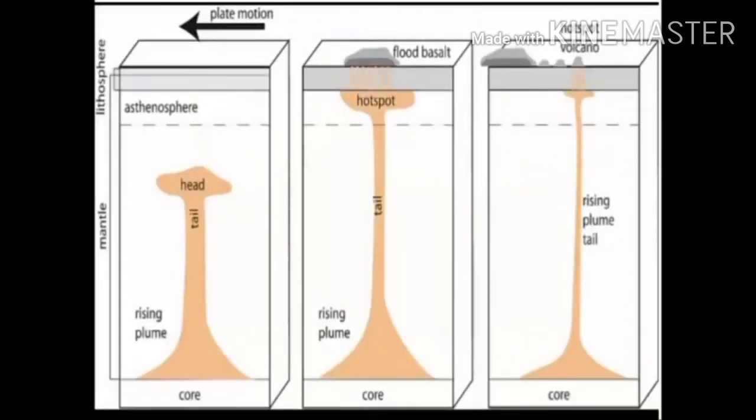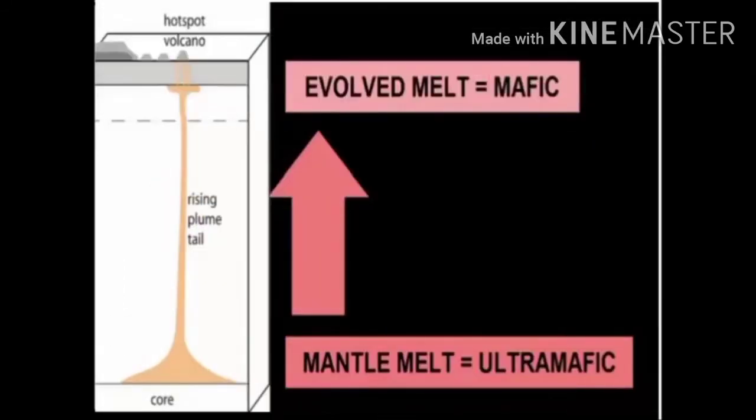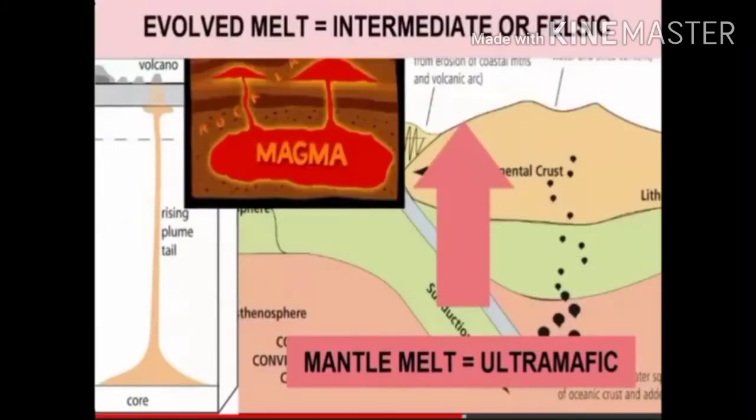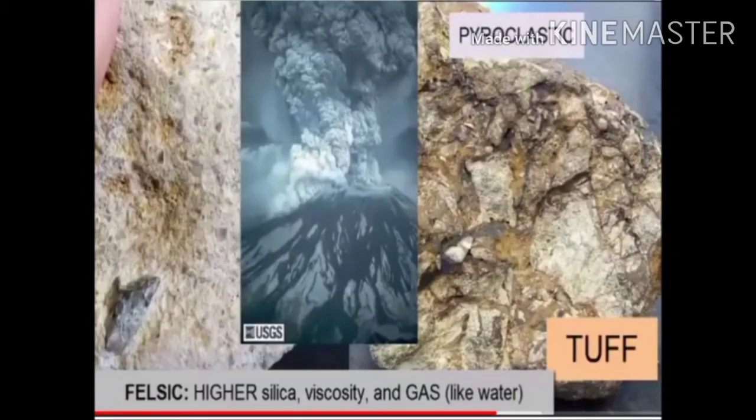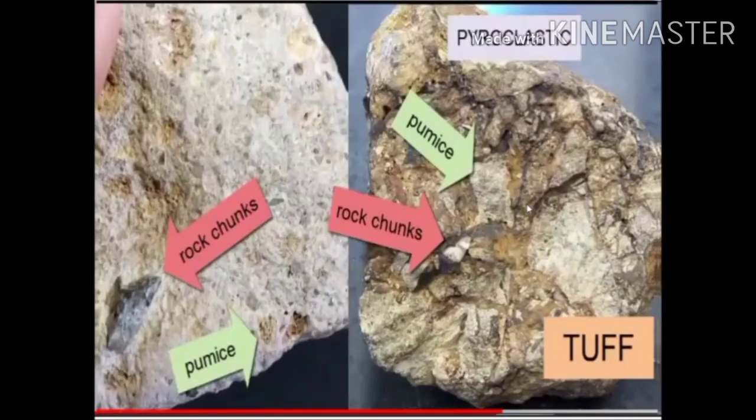The composition of the igneous rock depends on the layer in which it is formed. When it is formed in the mantle, it is ultramafic. As it goes up and evolves or melts, that is mafic. And if it is formed near the Earth's crust, it is the intermediate or felsic. Pyroclastic examples are the volcanic tuffs, felsic, higher silica viscosity and gas like water. So the pyroclastic has pumice and the rock chunks here. So the volcanic tuff.